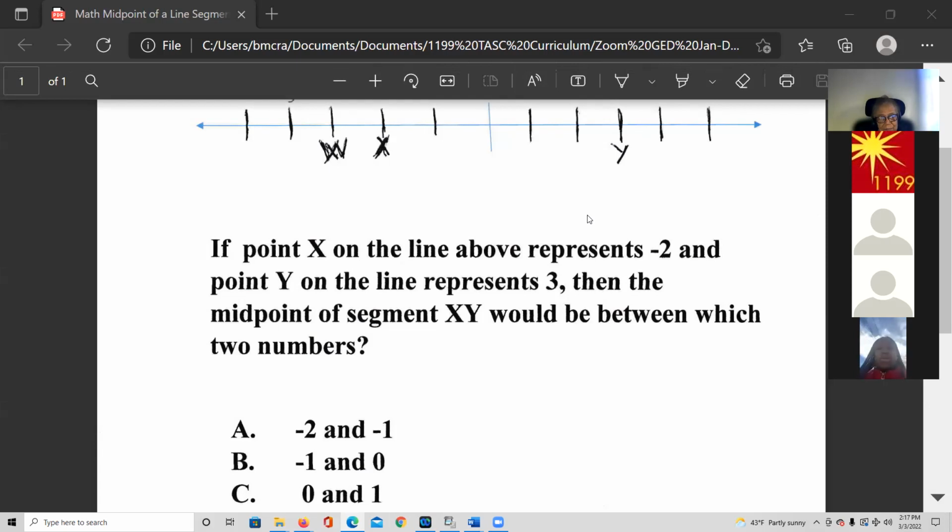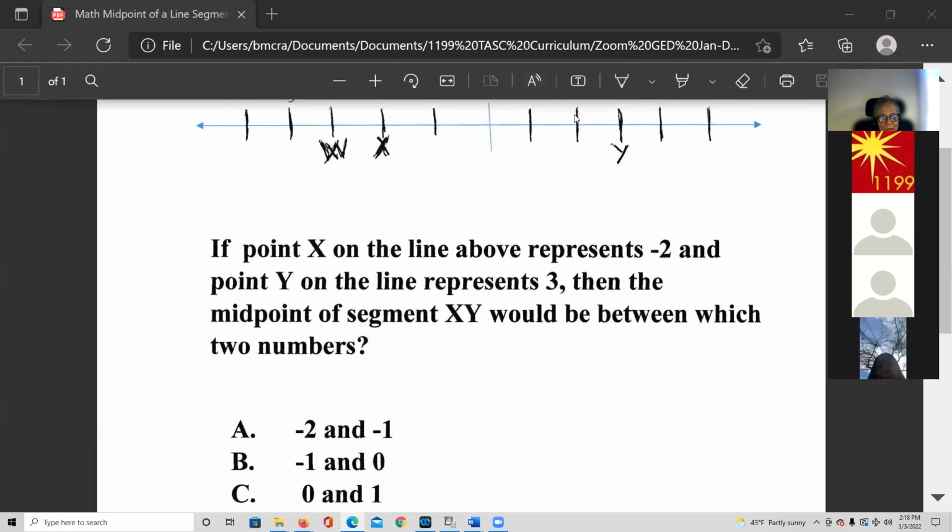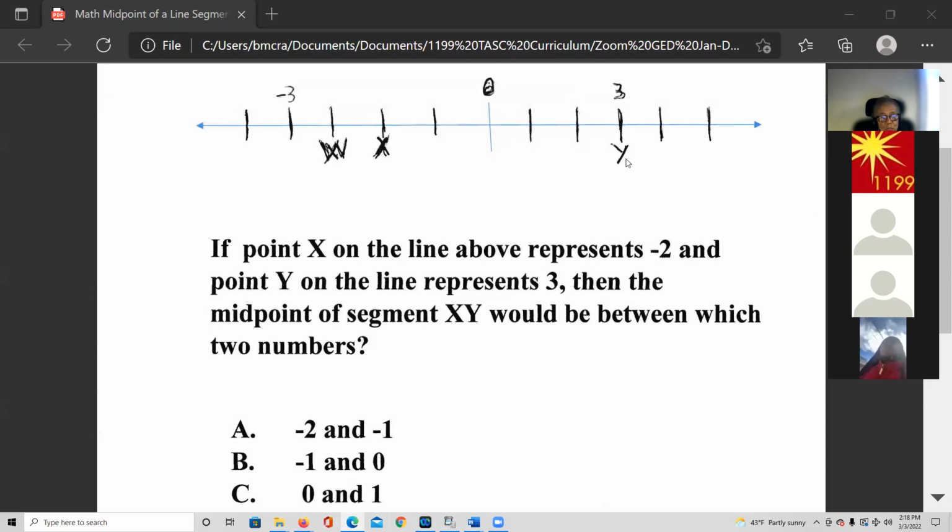But that's how I have to count them? Yes, because between X and Y, you go from X to -1, -1 to 0, 0 to 1, 1 to 2, and 2 to 3. All right. So that means you moved 5 spaces to go from X to Y. Do you follow? Yes, I understood all that.